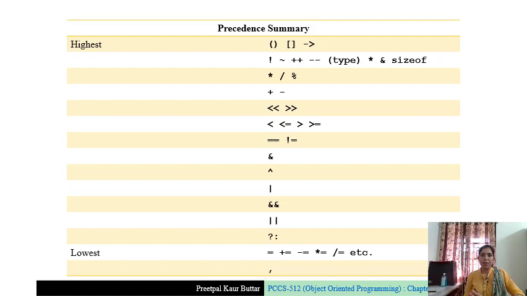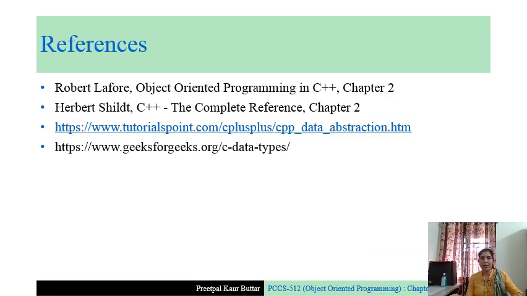This table gives us the summary of the precedence of the operators which we have seen so far. Some of these operators have not been discussed because they are somewhat advanced operators, and we will come to know about them as we encounter them while going through this course. So basically this is the summary. You can look at it later on when you cover most of these operators. And lastly, these are the references for this chapter. Thank you.